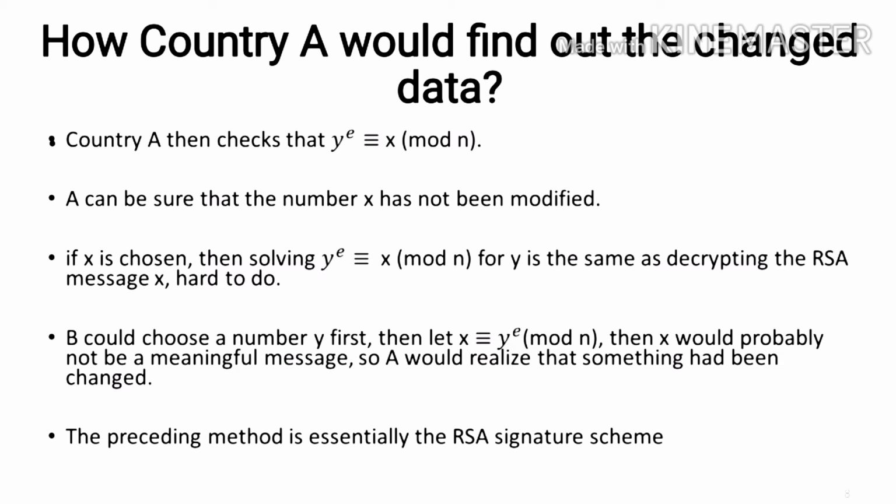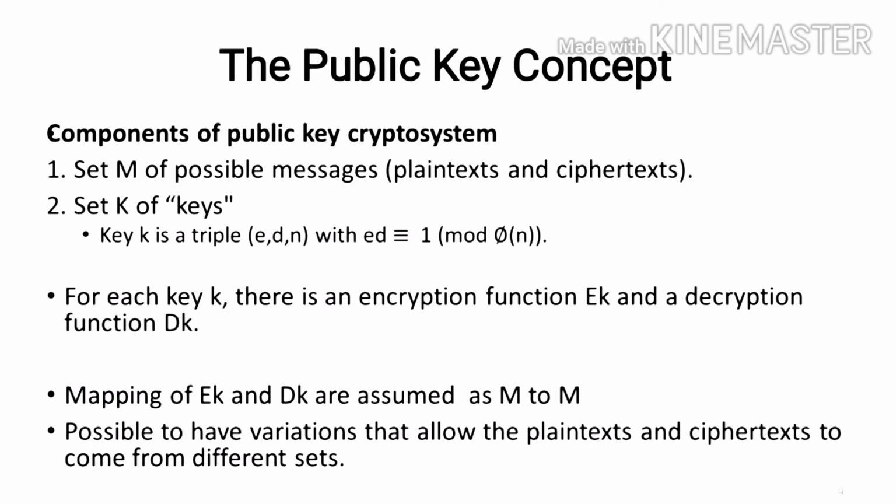B could choose a number Y first, then let X be congruent to Y power E mod N. But then X would probably not be a meaningful message. So A would realize that something had been changed. There are several implementations of public key cryptography, but a very prominent one is RSA.